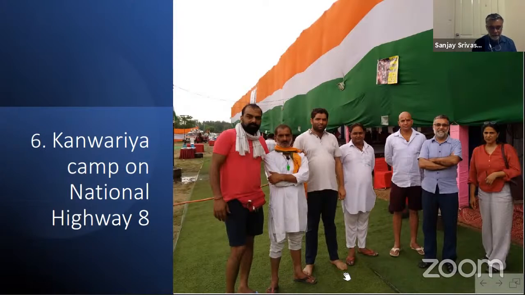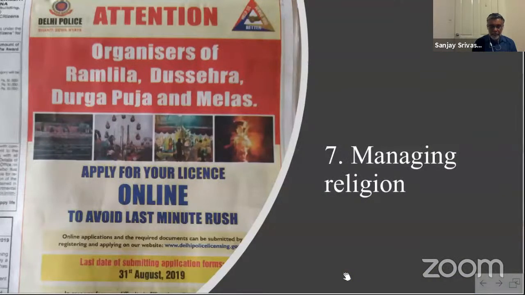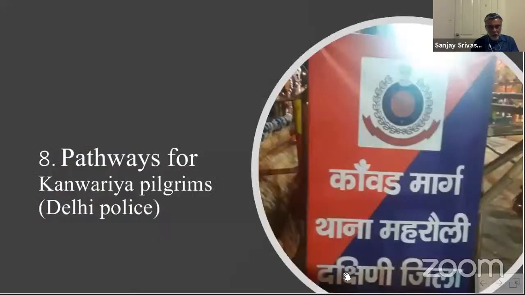Including creating safe passageways for pilgrims. So you have to register and get permission from the district administration and the police. Creating safe passageways for pilgrims and directing traffic around the pilgrim routes.